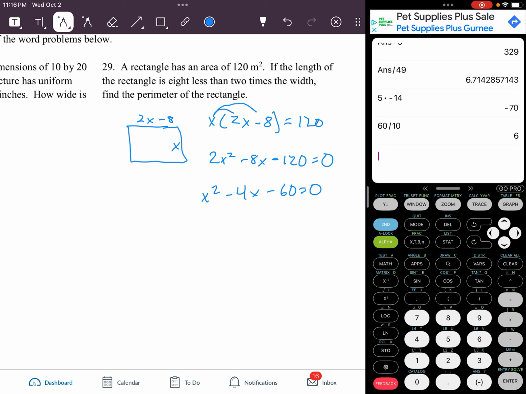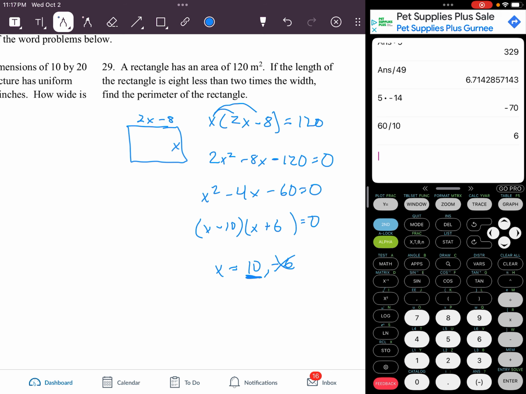10 and 6, which has a difference of 4. So we have x minus 10 equals positive 6. So x will equal positive 10 or negative 6. Distances can't be negative, so 10 would be your answer.